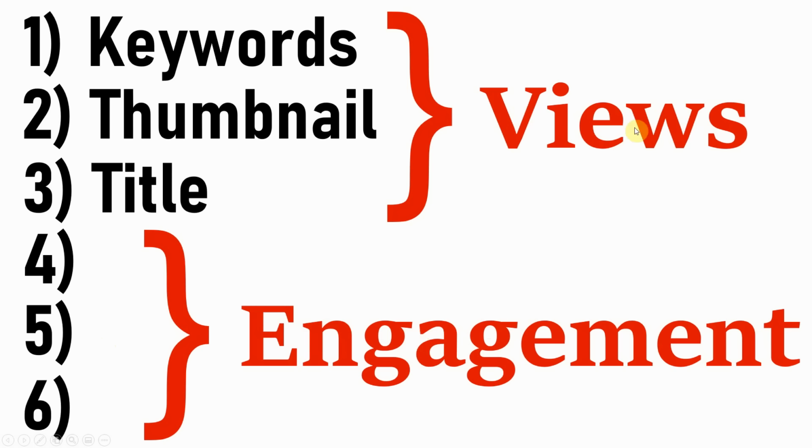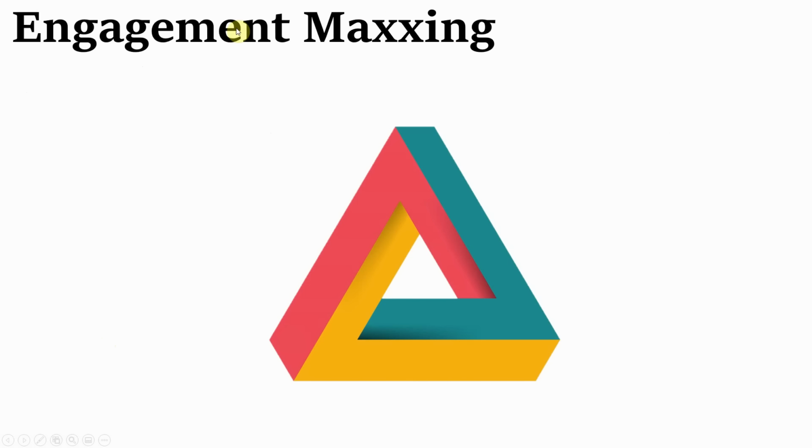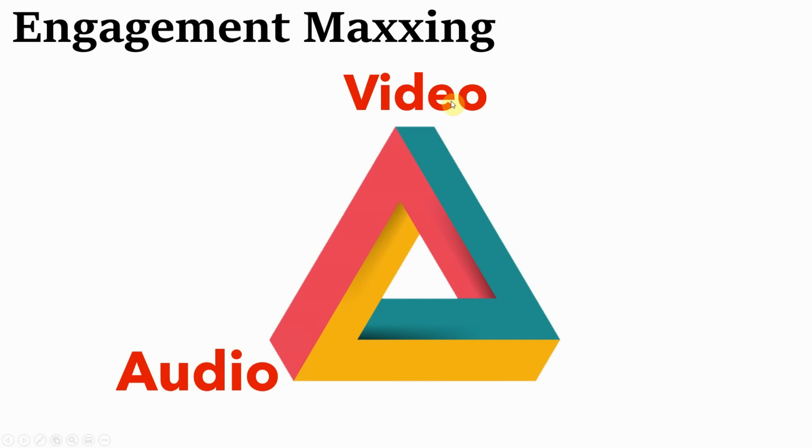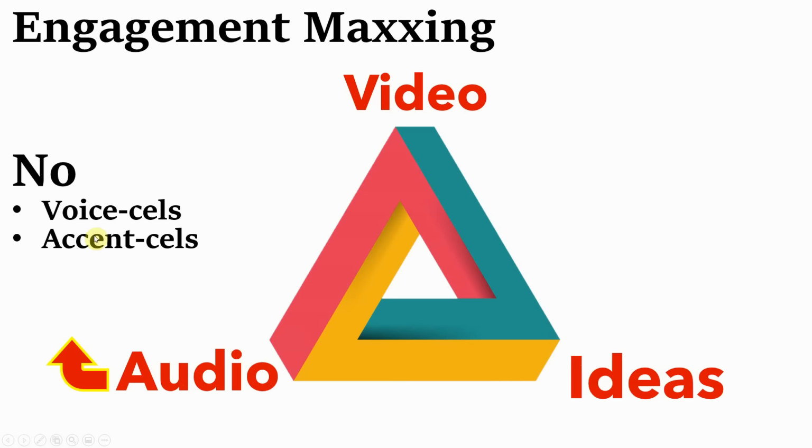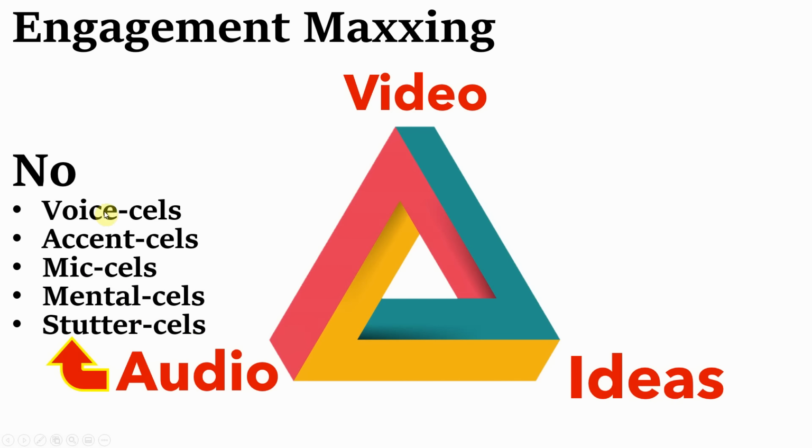And similar to the views, maximizing viewer engagement also has a golden triangle. The 3 things are good audio, a good video, meaning what's actually shown on the screen, and good thought-provoking ideas. We'll start with audio, and unfortunately on a platform like YouTube, that means no voicecels, no accentcels, no mic cels, mentalcels, or stuttercels. If you are any of these things, then your success on YouTube will be massively limited.